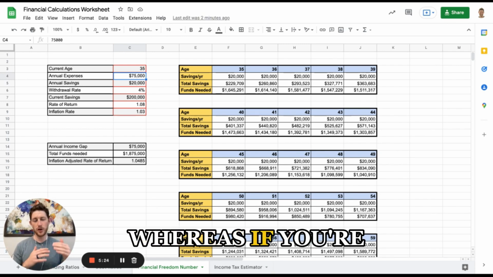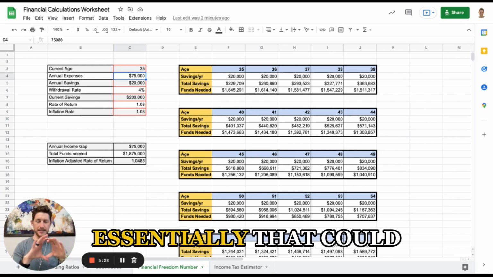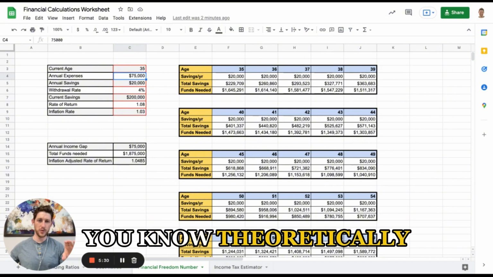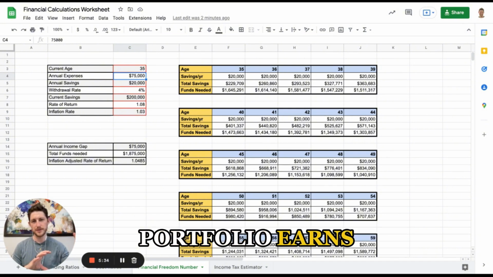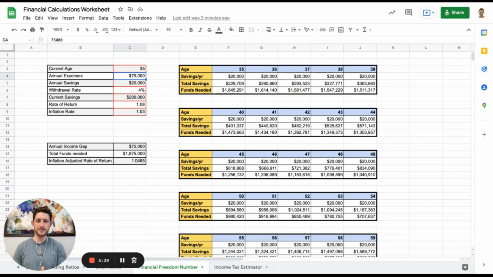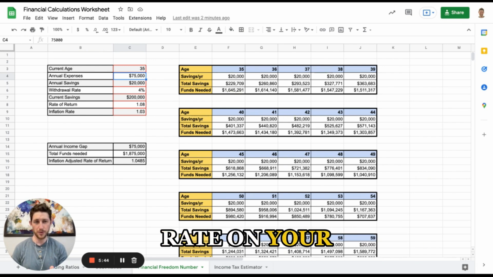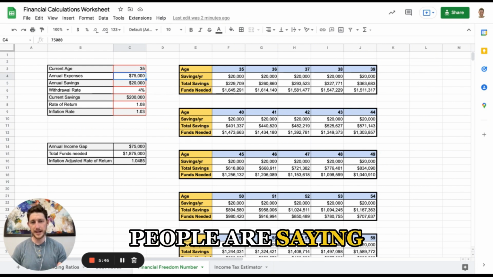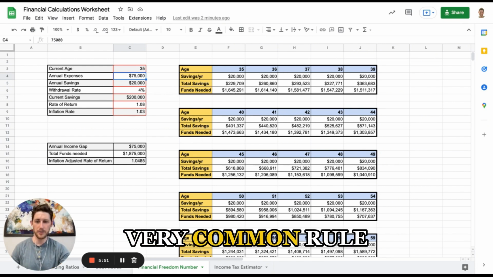Whereas if you're only spending the gains every year and you leave your principal intact, essentially that could live on forever, theoretically, because you're just only spending what that portfolio earns. So because most people are a little bit more conservative in retirement with their investments, they say about a 4% withdrawal rate on your portfolio is safe. Some people are saying that's now maybe 3%, but there you have it. 4% is a very common rule of thumb.